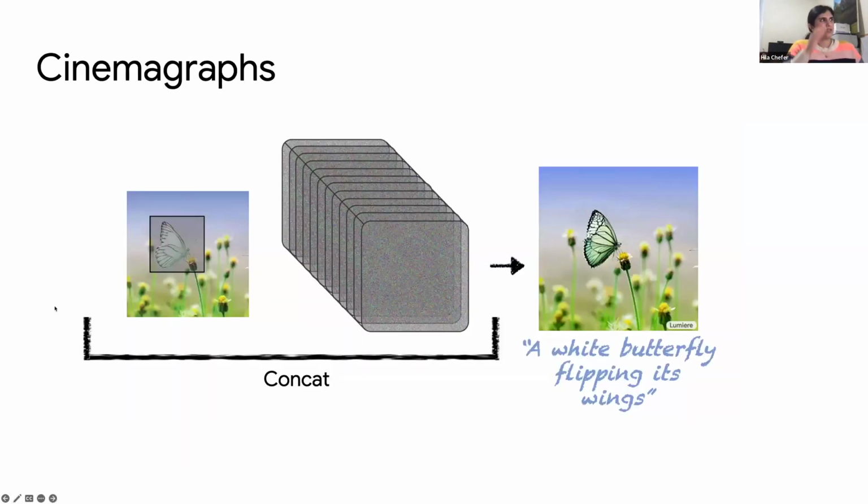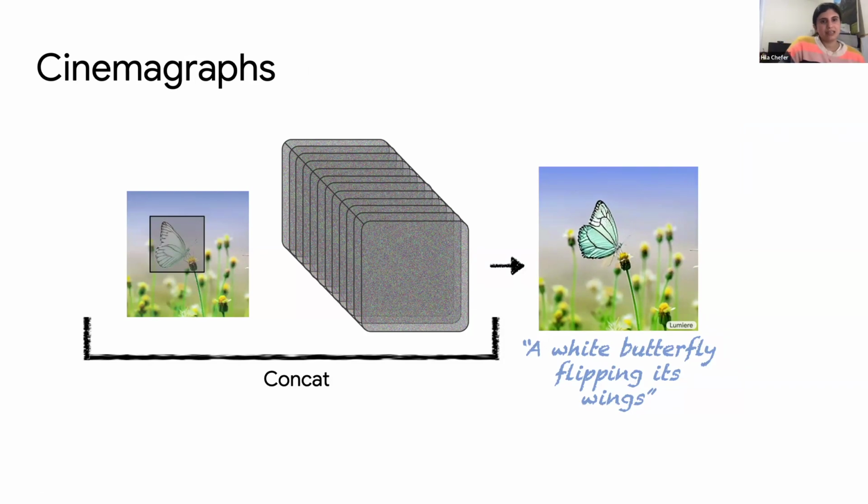Okay, so another thing that we can do is cinemagraphs. And the meaning of cinemagraphs is you're taking an input image and you're, as a user, selecting a region in the image that you wish to animate. And then the model needs to animate only that specific region in the image. So basically, everything else needs to remain still. And as you can see here, only the butterfly is animated.